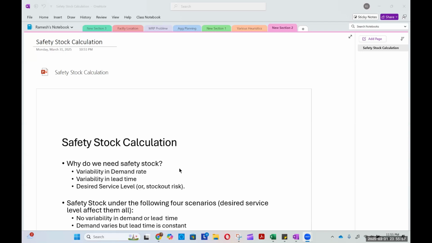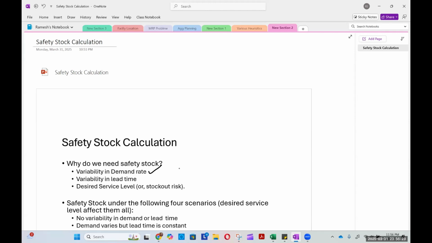Recall the discussion, or if you're watching the video for the first time, why do we need safety stock? We need safety stock only because there's potentially variability in arrival of the customer, and therefore demand rate. There's variability in lead time. Lead time is the time between when you place an order for replenishment and when you receive the order.